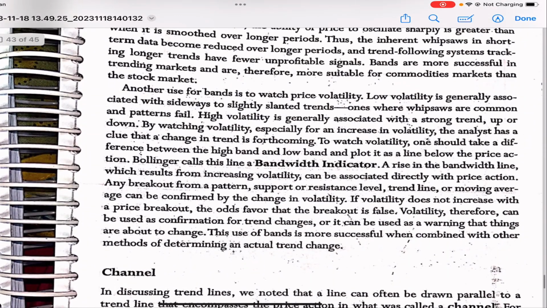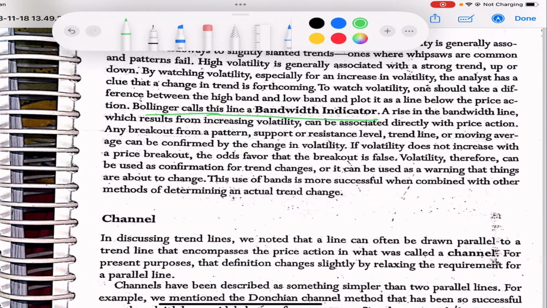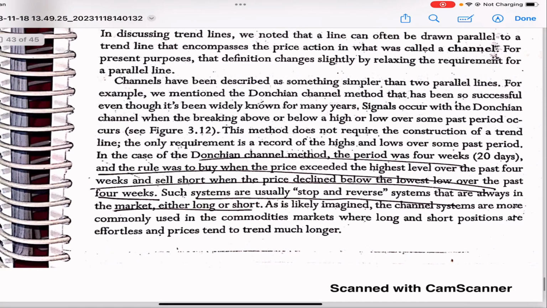And you can also use various bandwidth indicators. So what are bandwidth indicators? A bandwidth indicator is basically the difference between the high band and the low band, and then you plot it. When you take the difference between the high band and the low band, that is going to show you the price volatility.